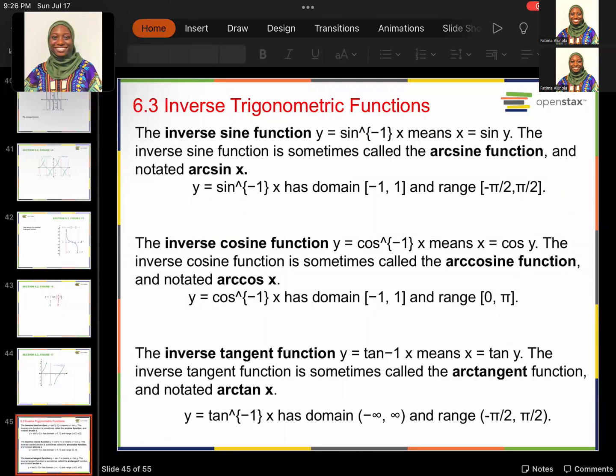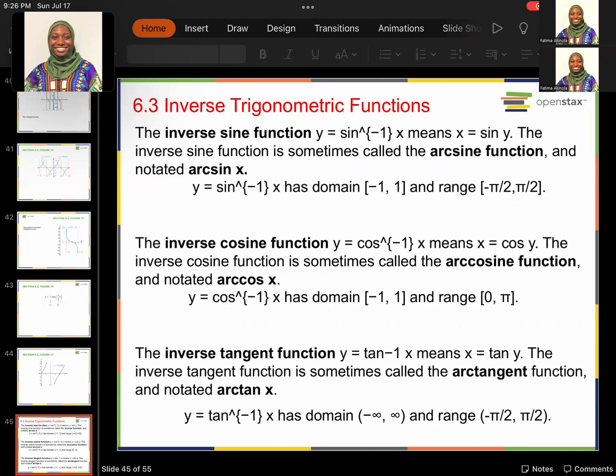All right. Hello, everyone. Welcome to the section for today. We will be talking about the inverse trigonometric functions. I want you to take a very good look at this page because the basis of everything we're going to be doing with inverse trig, the foundation, is based on these three paragraphs.